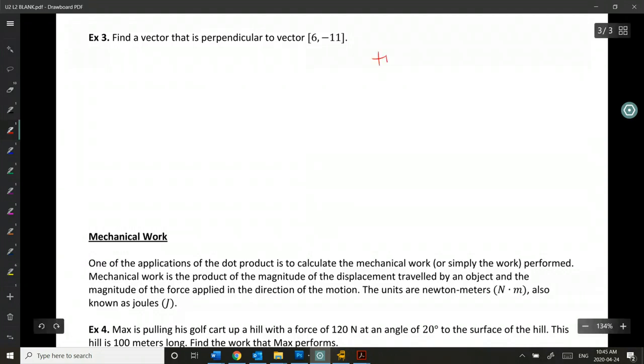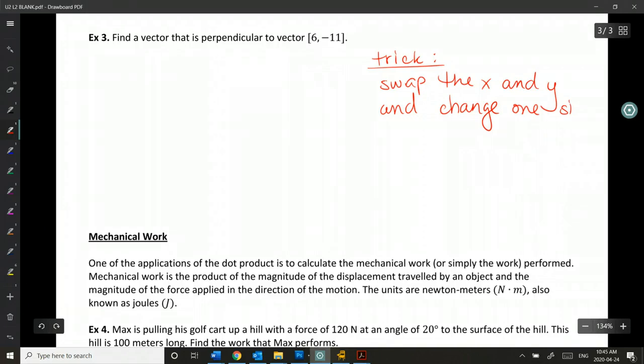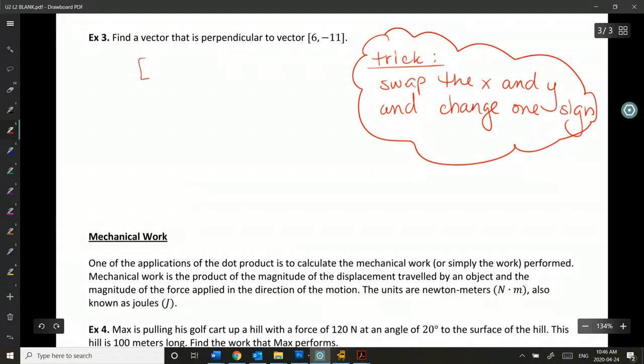And the little trick is this. Swap the x and y and change one of their signs. It doesn't matter which one you do. So for instance, if I switch 6 and negative 11, and let's say I make 11 positive, you can do a little check here. They have to dot to 0. So if I do 6 times 11 plus 6 times negative 11, this gives me a dot product of 0.